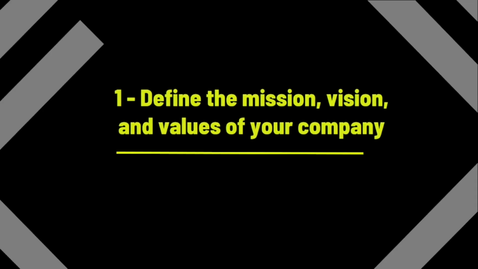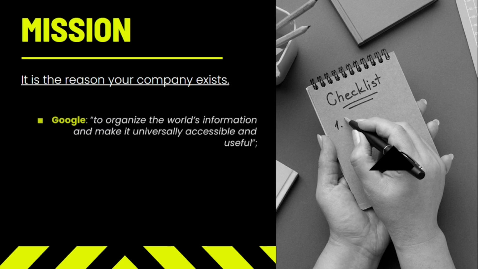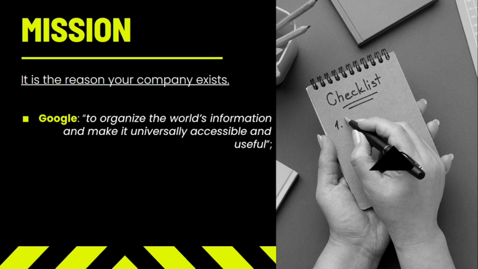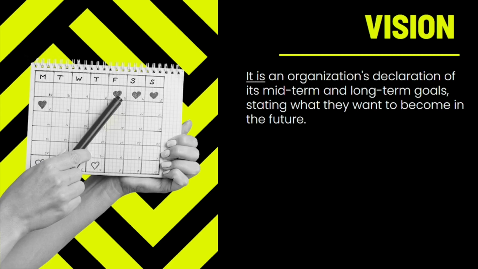First, define the mission, vision, and values of your company. What are the differences between mission, vision, and values? First, mission is the reason your company exists. It is the main purpose of your company. For instance, Google's mission statement is to organize the world's information and make it universally accessible and useful. Apple's mission statement is bringing the best user experience to its customers through innovative hardware, software, and services.